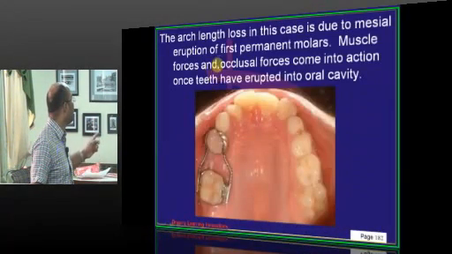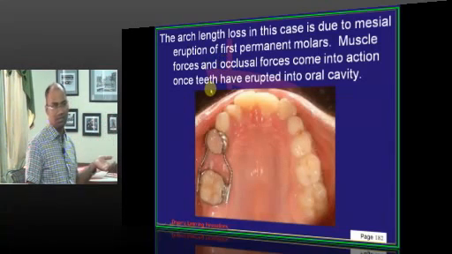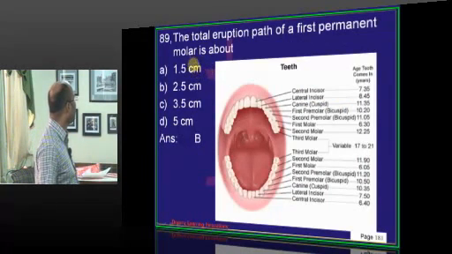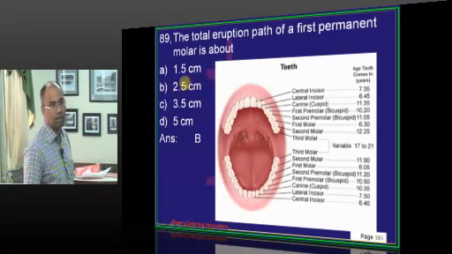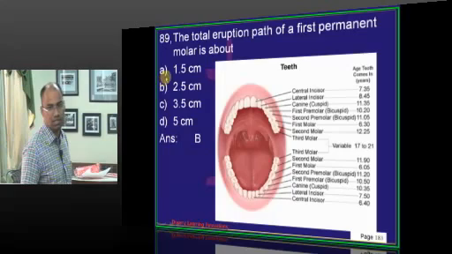The muscle forces and occlusal forces do come into action once the tooth has erupted, isn't it? The total eruption path of the first permanent molar, how much it traverses, is around 2.5 centimeters, that is 25 millimeters.